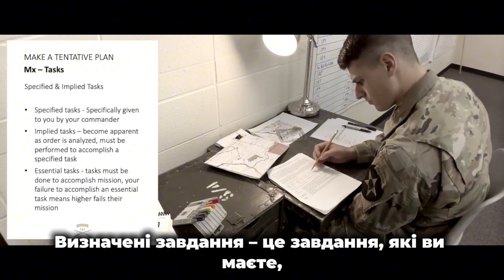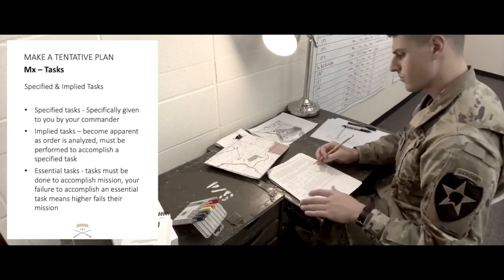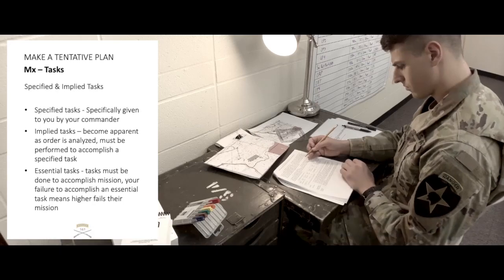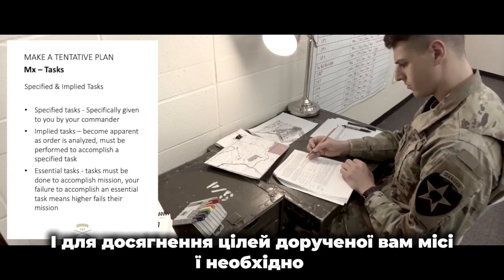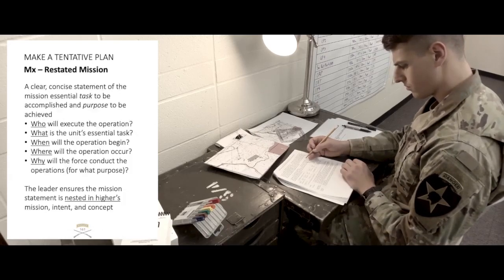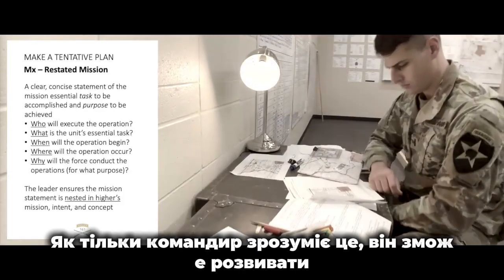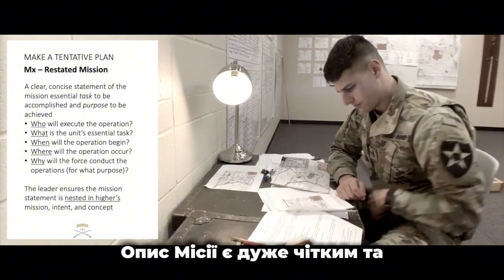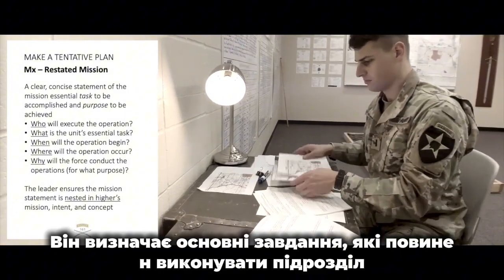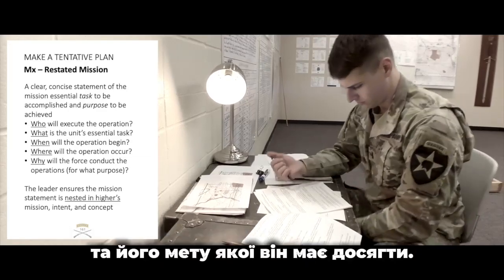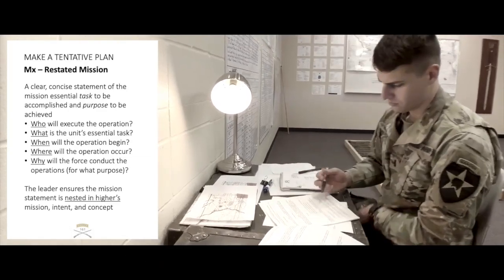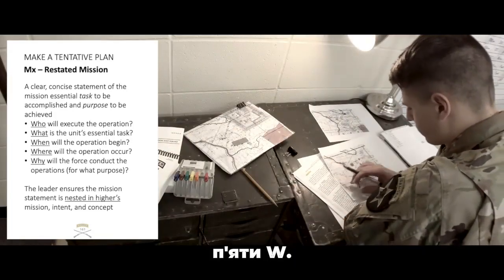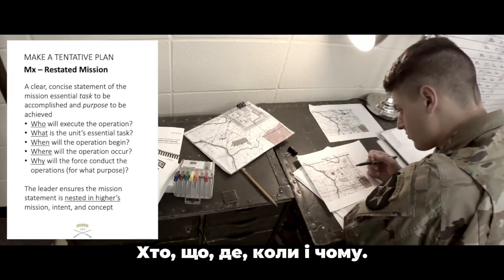Specified tasks are tasks higher states you will accomplish. Implied tasks are subtasks you know must be done to accomplish your specified tasks. And essential tasks must be done to accomplish your assigned mission. Once the leader understands these, he can develop a restated mission statement for his element. A mission statement is very clear and to the point. It identifies the essential task the element must accomplish and the purpose for achieving it. Mission statements articulate this task and purpose with the 5 W's: who, what, where, when, and why.